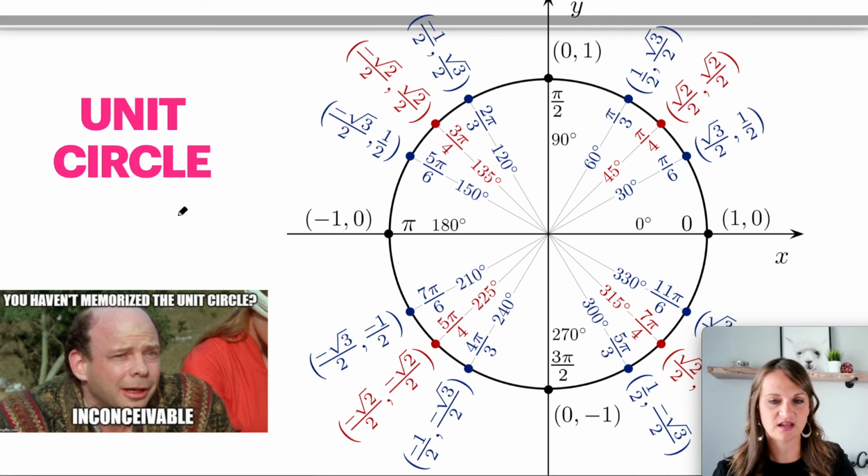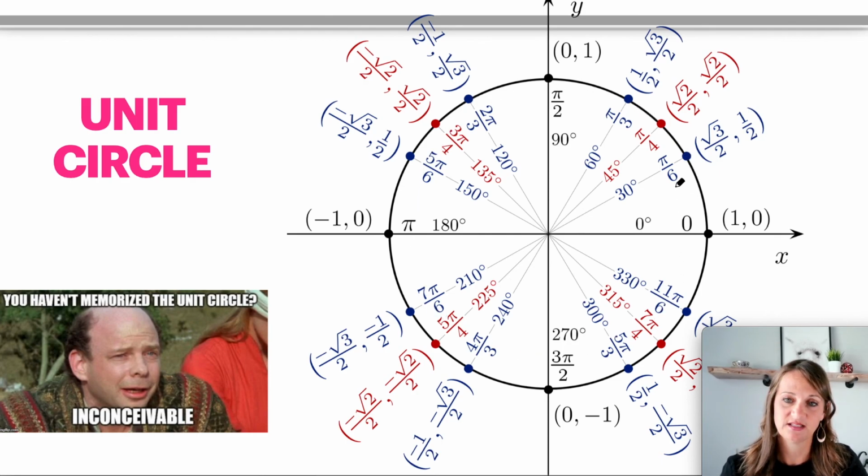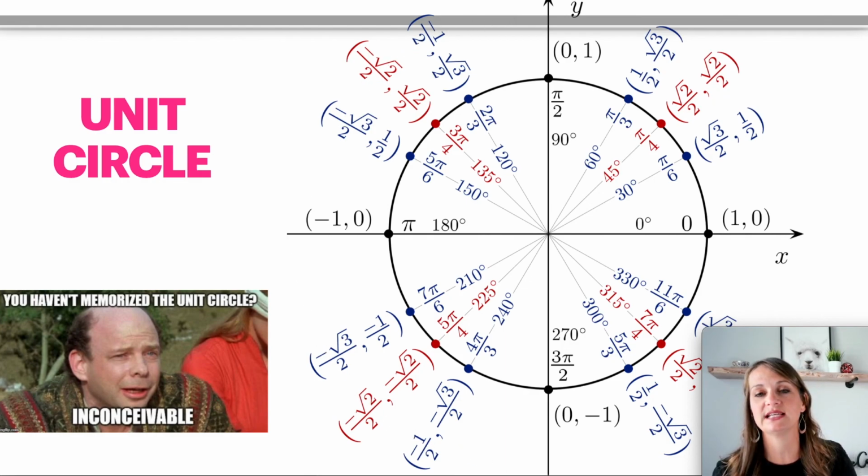And to discuss all of it together, you will be memorizing the unit circle of all the degrees, 30, 45, 60, 120, 150, 240, and so on. You will memorize all of the radians. And then you will also memorize all of the coordinate points. And that is the unit circle.